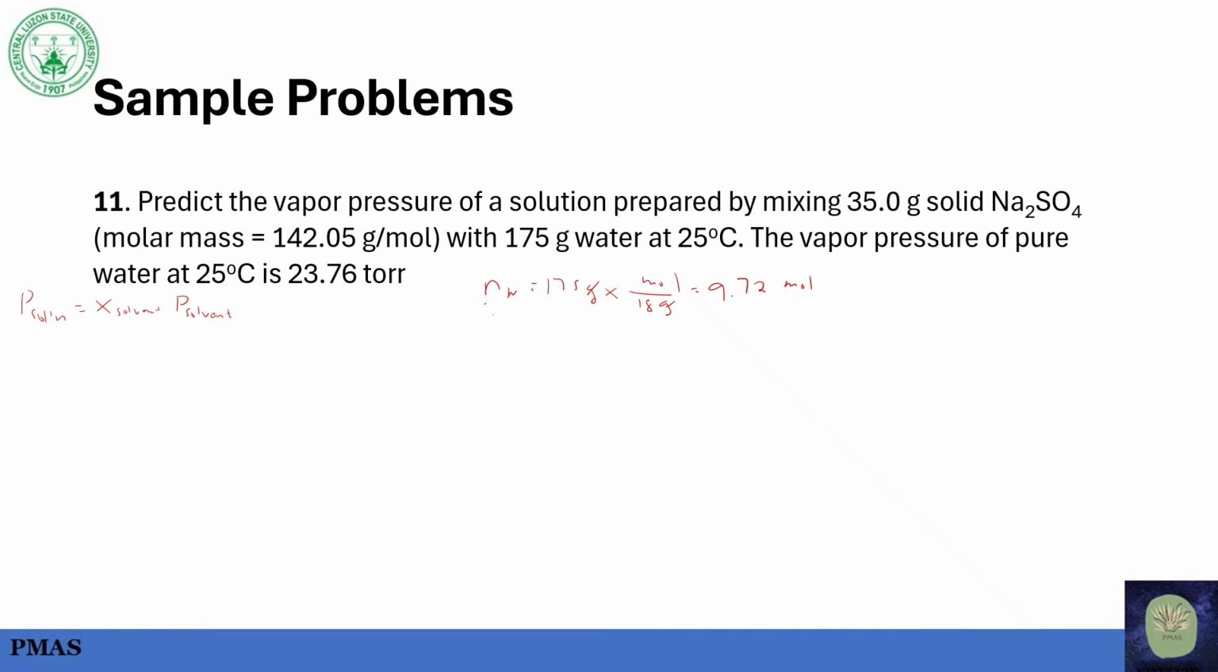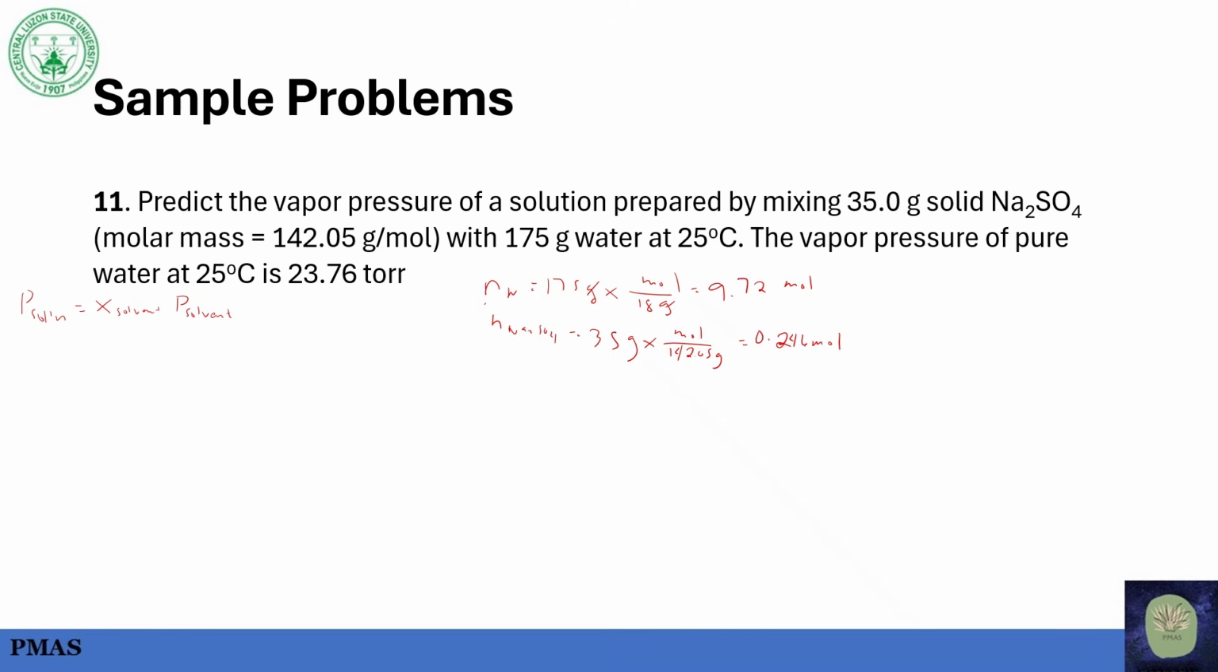Now, for the moles of Na2SO4, we have 35 grams. Okay, we convert it to moles using its molecular weight, 142.05 grams per mole. This is 0.246 moles.